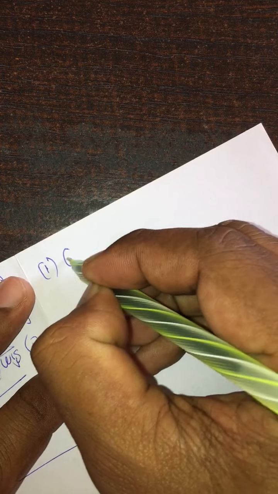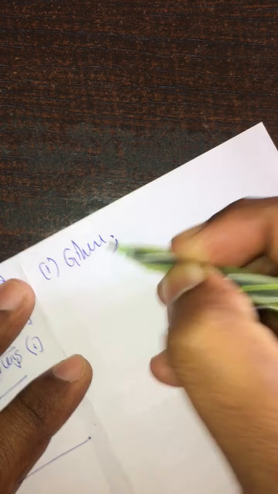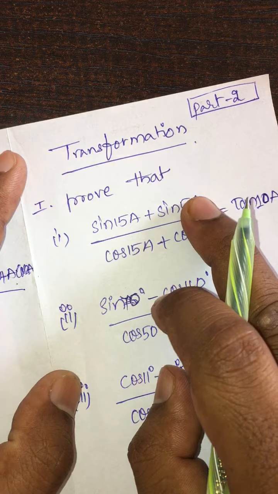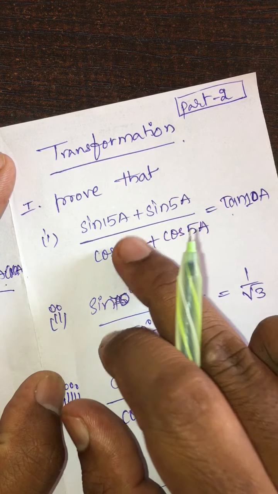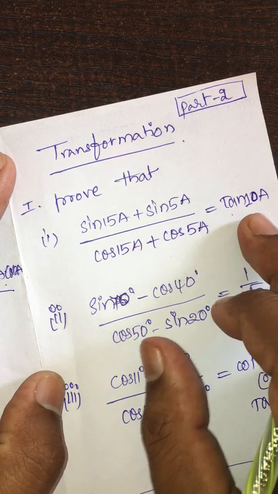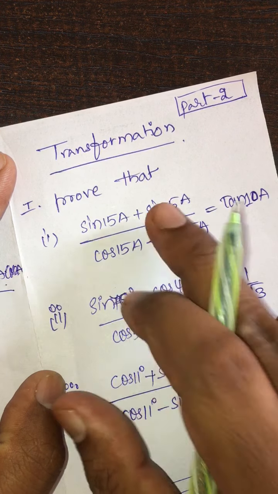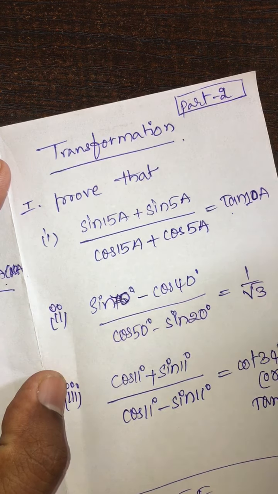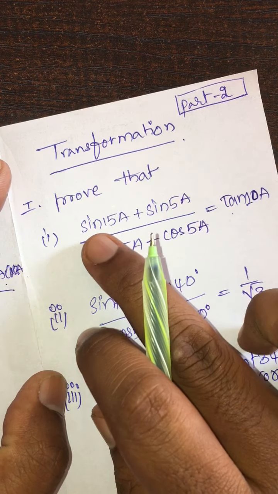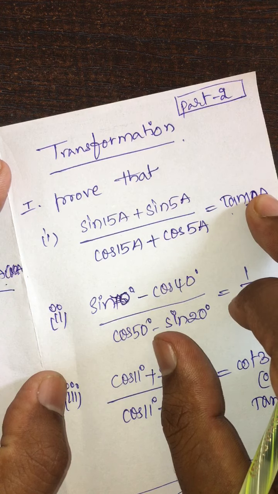In this, what is given? That we wanted to prove. We wanted to prove this is equal to this. In this, which is easy: take LHS to RHS or RHS to LHS? LHS to RHS. Always bigger to smaller, reducing, is very easy. So take this LHS and prove it to RHS.